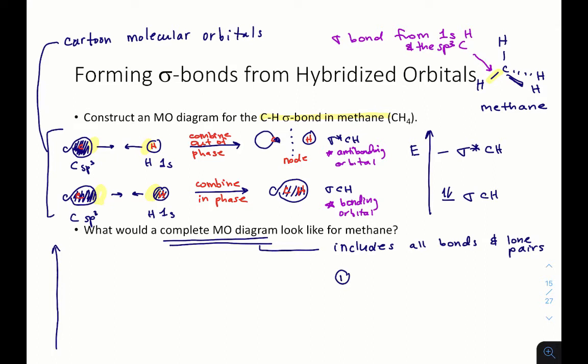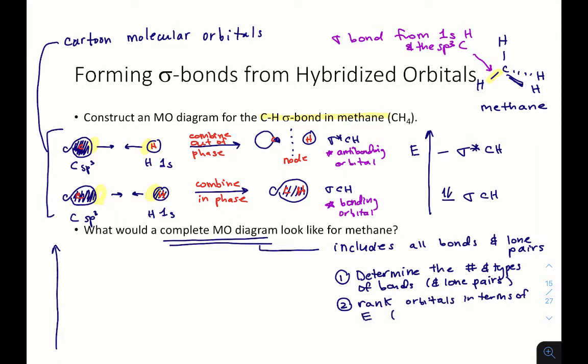To do this, you would first figure out the number and types of bonds. Then you would rank the orbitals in terms of energy. Sigma is lower than atomic orbitals, so the bonding orbital is lower energy than atomic orbitals, which are lower energy than sigma star antibonding orbitals. And finally, you would put the electrons in the lowest energy orbitals.